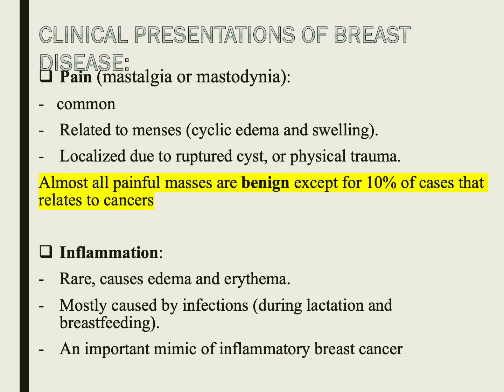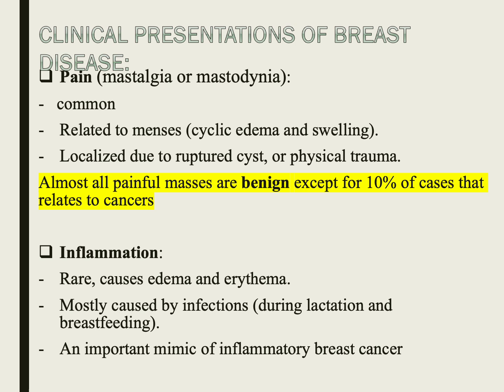Regarding the clinical presentations of a breast disease, one of them is pain, or what's called mastalgia or mastodynia, and this is a common symptom often related to menses. This happens due to the cyclic edema and swelling related to the menstrual cycle. The pain can also be localized to a specific area in the breast, and this usually happens due to the presence of a localized lesion, like a ruptured cyst or trauma to the adipose tissue that is associated with fat necrosis. However, all painful masses of the breast are benign except for 10% that can be related to cancer for unknown cause.